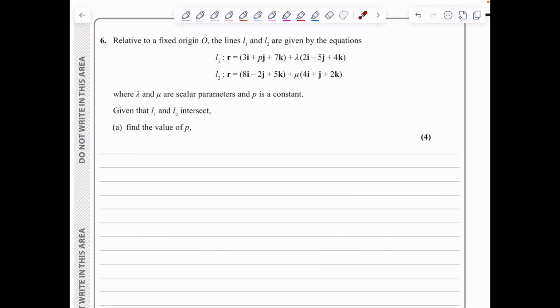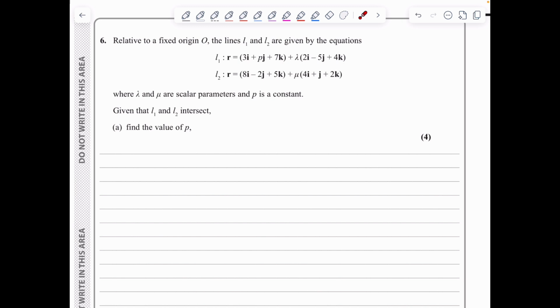In question 6, we're dealing with vectors. We've got two lines here, L1 and L2. We've got their vector equations. We are told that the two lines intersect, and we need to determine the value of p. Now, if the two lines intersect, there must be a value for lambda and a value for mu that will yield exactly the same position vector.